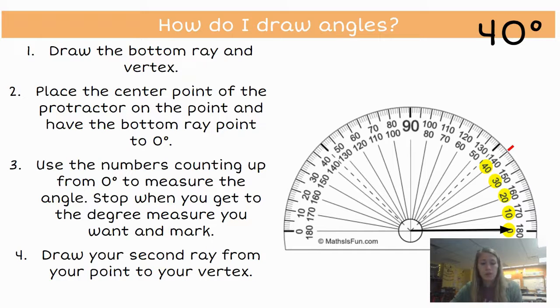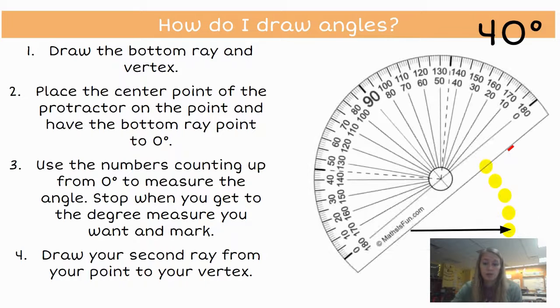Then I'm going to have to connect my angle. So I made the little dash, but to connect my little dash back to my center point, my vertex, I'm going to use just the edge of this protractor because it's a nice straight line, so I don't have to guess, and line it up to draw a straight line connecting it back to the point and creating my angle.